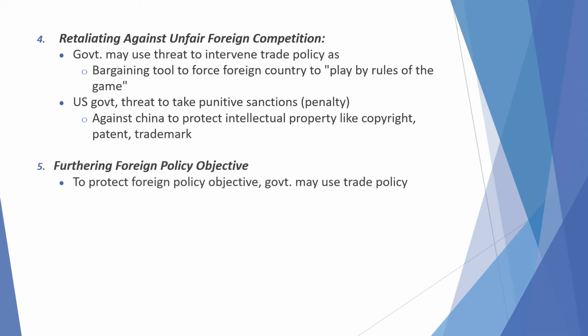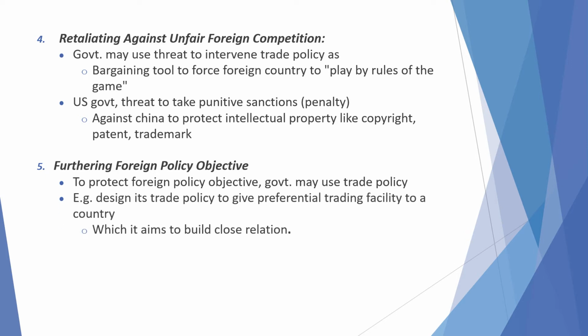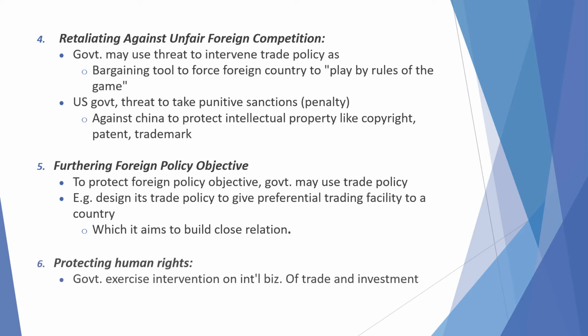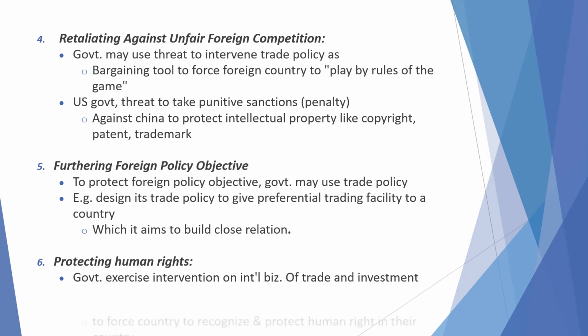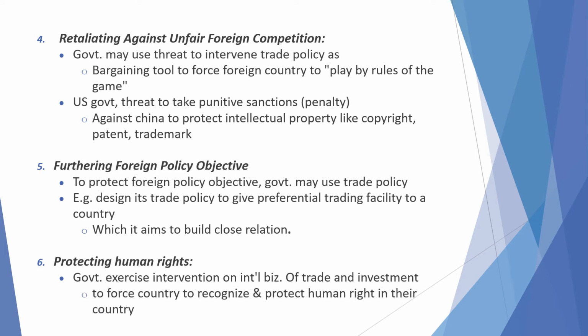Furthering foreign policy objectives: the government may use trade policy, for example, designing its trade policy to give preferential trading facilities to a country with which it aims to build a close relationship. Next is protecting human rights, where government intervention in trade and investment is to force a country to recognize and protect human rights in that country.